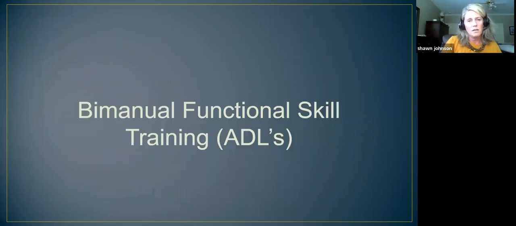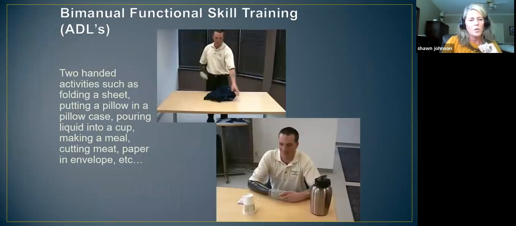Okay, so once they've done those two steps, now we can move on to the third step, ADLs and two-handed skill training. So I would start off with something that is more one step, two step, and gross motor, like folding a towel, putting a pillow in a pillowcase. Later, you could move into making a meal and wrapping a present.